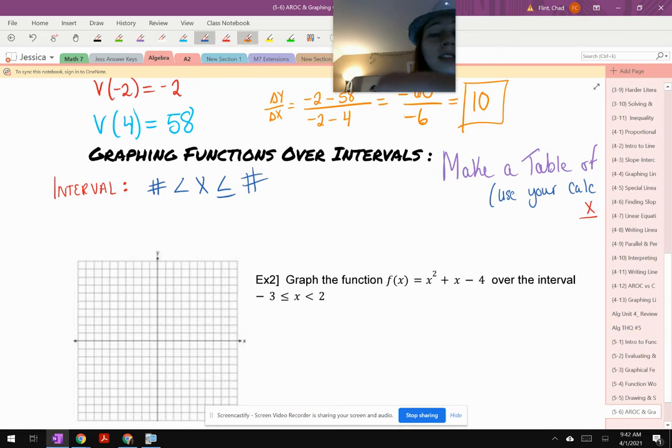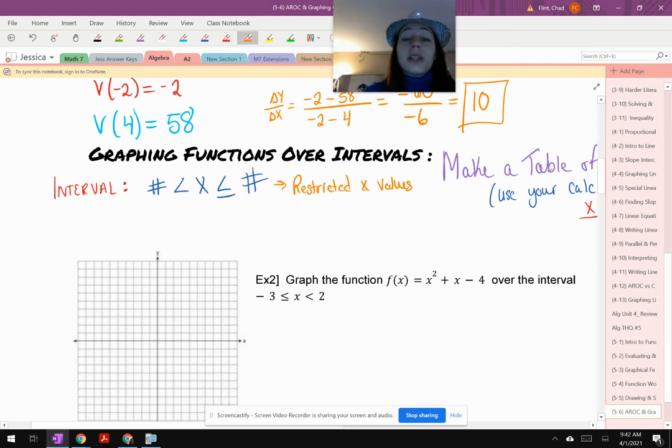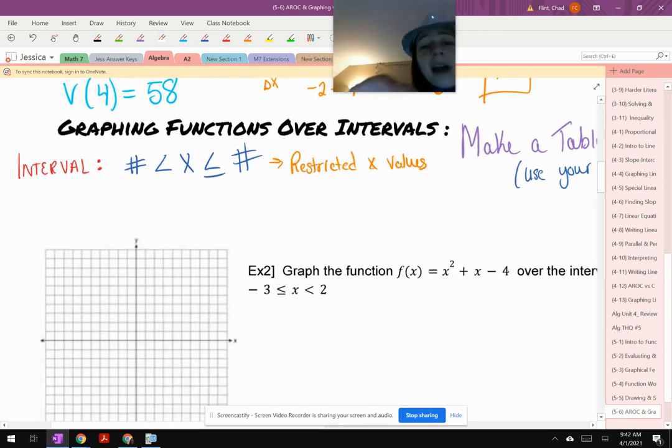And this is just telling you that these are restricted x values. These are the x values they want you to use. They only want you using x values in between this interval that they're giving you. So just like when we were graphing inequalities, those graphing pieces are going to come back to us.